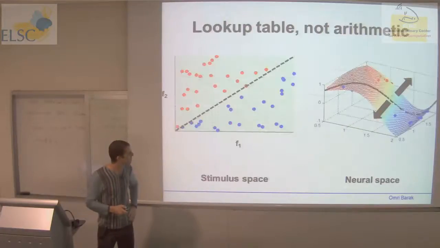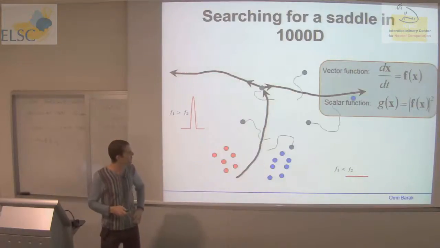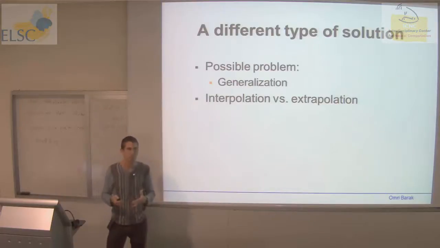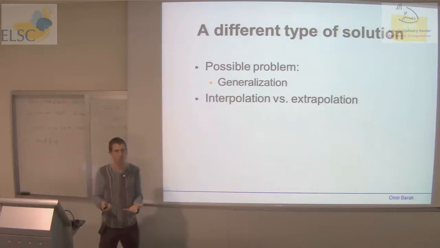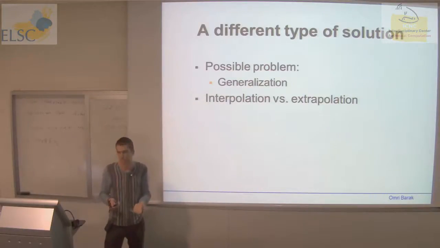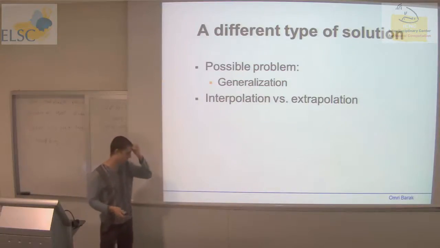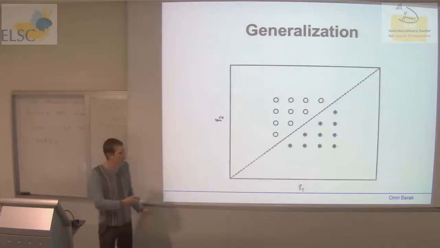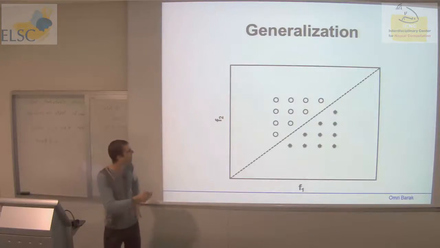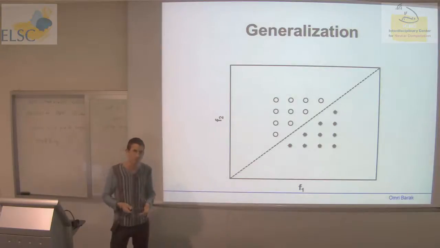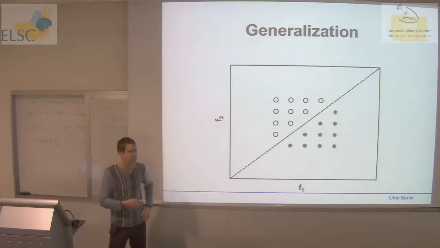So, if the network is doing a lookup table, then it will probably not be able to generalize, and that's a bit bothering because people do generalize. Then to study this, I tested the network: does it generalize? So I trained the network on this grid of stimulus protocols and tested it on new untrained examples.